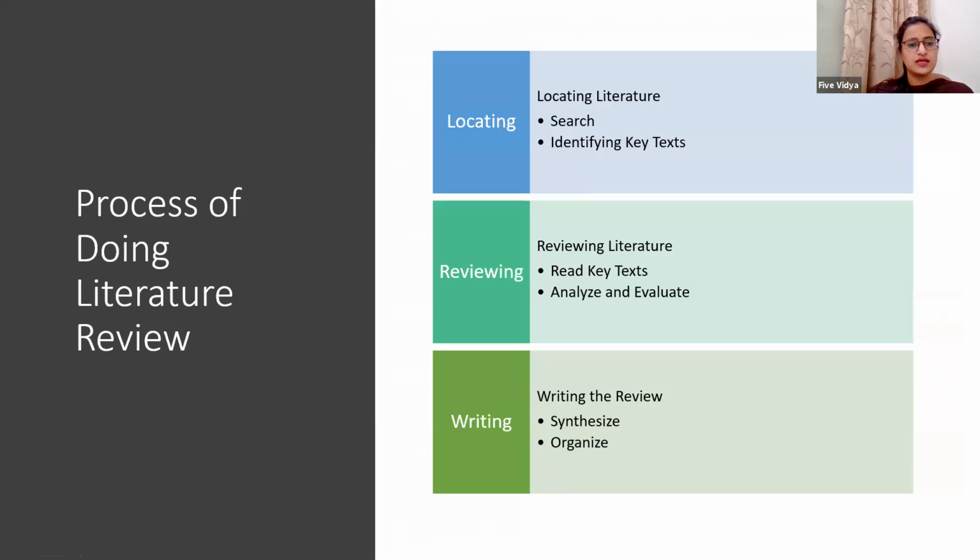The next topic is the process of doing a literature review. Let's say you have to start with a literature review; how can you do it? There are three steps involved. First is locating your literature wherever it is available, second is reviewing it, and third is writing it. So the first step is locating. Locating means you have to search for the appropriate literature.